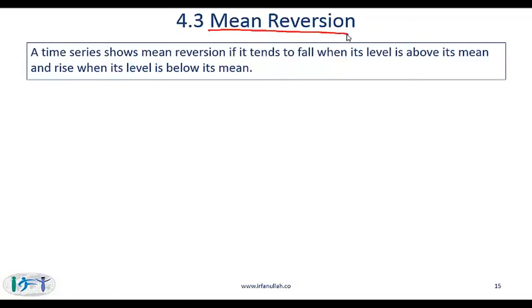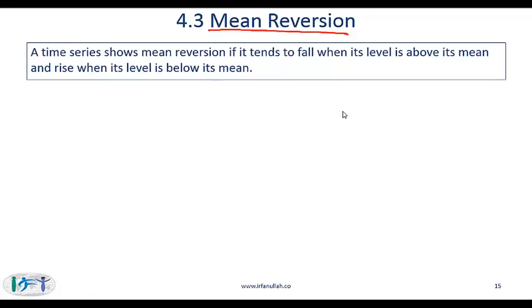We now move on to mean reversion. A time series shows mean reversion if it tends to fall when its level is above its mean and rise when it is below its mean. So what does this mean?